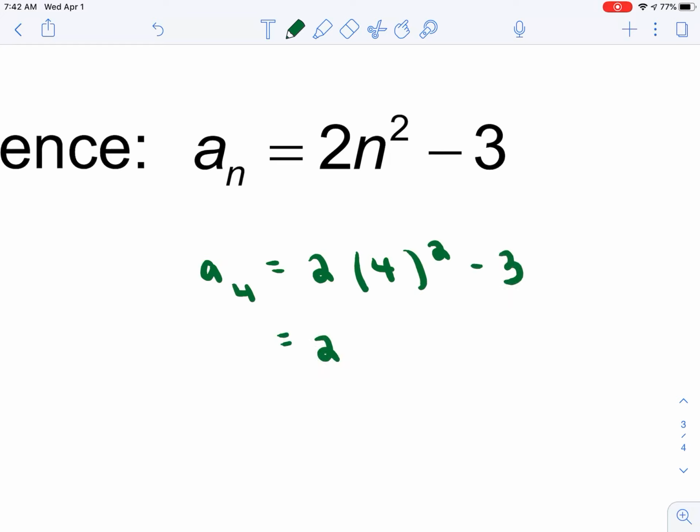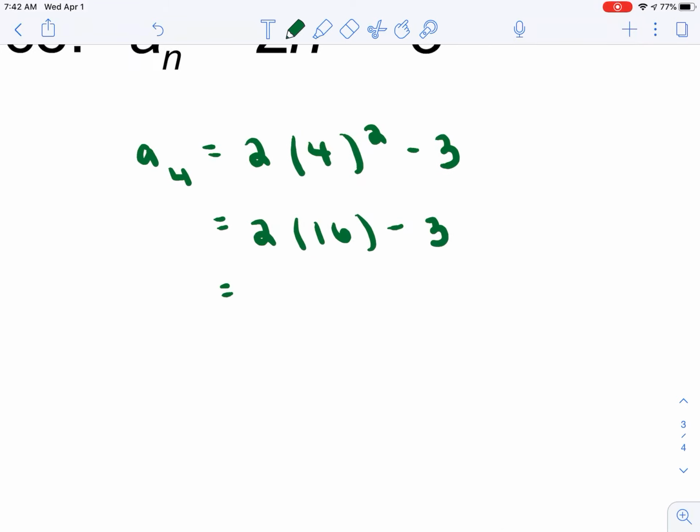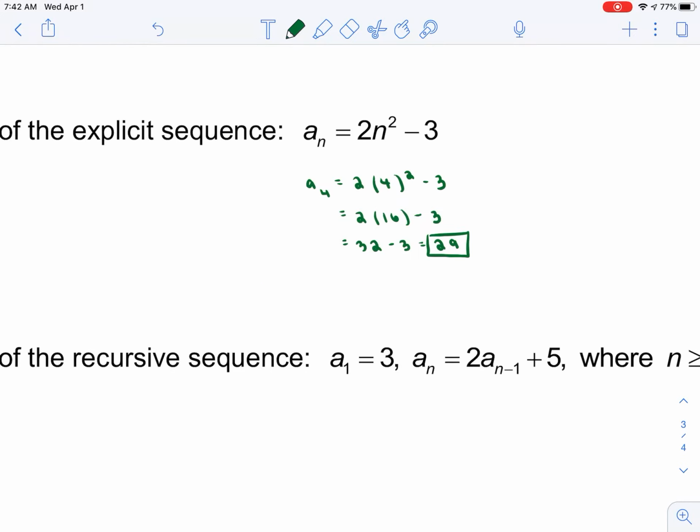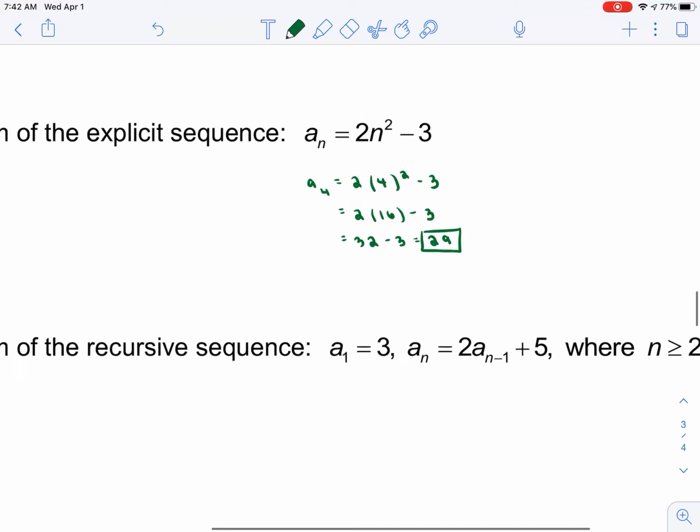So 2, and then 4 squared is 16, minus 3. So if I did the math here, I get 32, and then I could subtract 3, and then I get 29, my age. Yeah, right. So explicit sequences are great because it's just a formula. You can sub in whatever number you want, and it'll give you that term of that specific sequence.